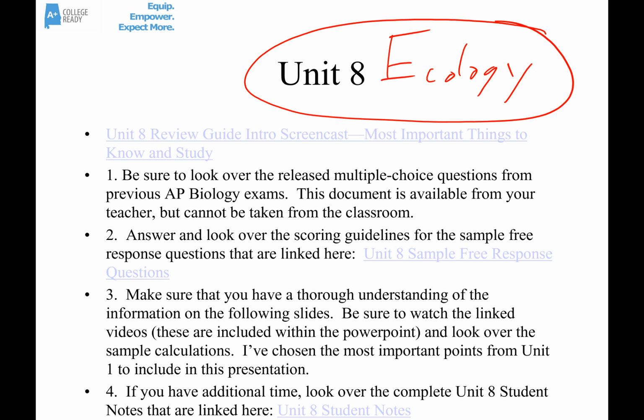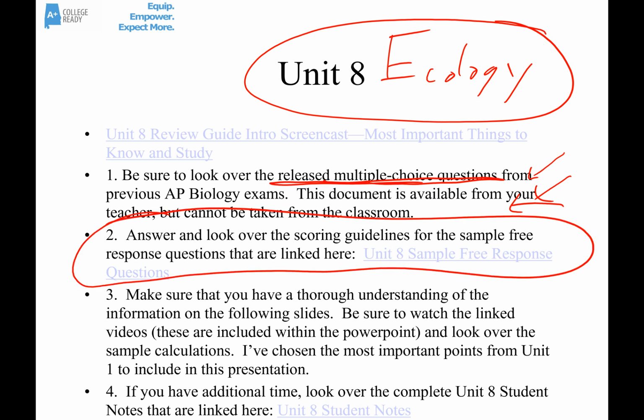As I've said with every unit, the first thing you should do to study is look through those released multiple choice questions. Other than evolution, there are more questions about ecology than there are about any other topics on the AP exam. So go through that multiple choice document. Even if you have to come in before or after school, it's crucial that you study through the multiple choice questions.